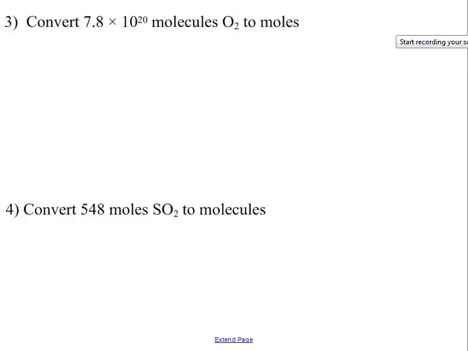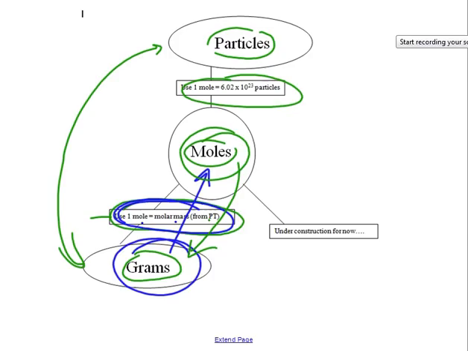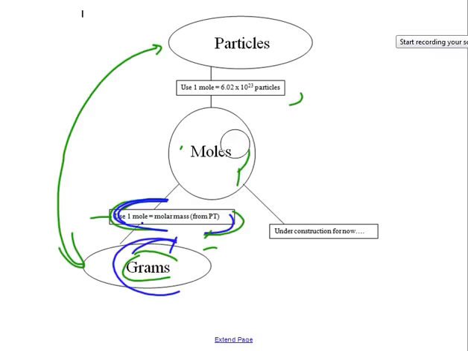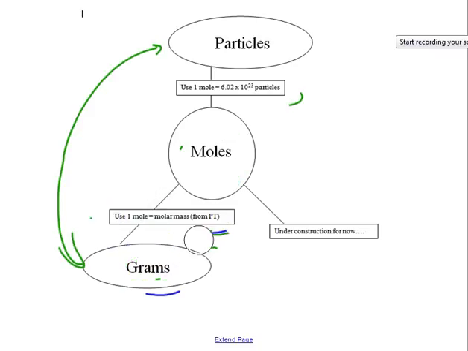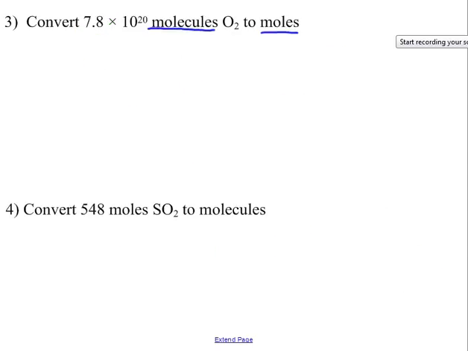All right, problems number 3 and 4. Number 3, we're starting with a certain number of molecules and we're trying to convert it to moles. So if we take a look, I'm going to go back and take a look at our mole map here. In this problem, we are starting in molecules, which is a particle, and we're trying to convert it to moles. So that's just a single step problem, and you're going to have to use Avogadro's number to help you do it. That's what that mole map is supposed to help you see how to do these problems.